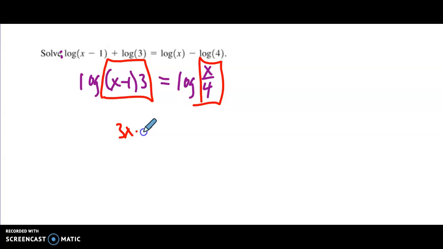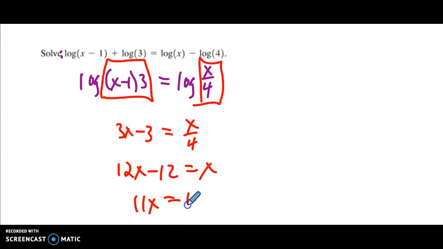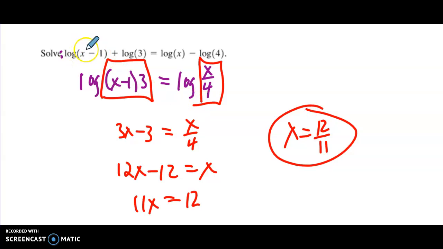I'm going to distribute the 3 through, if that's okay. Multiply everything times 4. Subtract the x. Add the 12 to the other side. x is 12 elevenths. 12 elevenths minus 11 elevenths, that's good. That's positive, positive, positive. We are good to go.